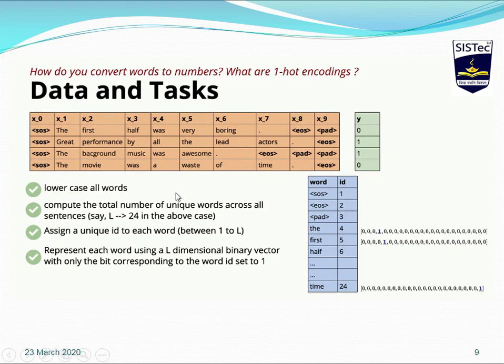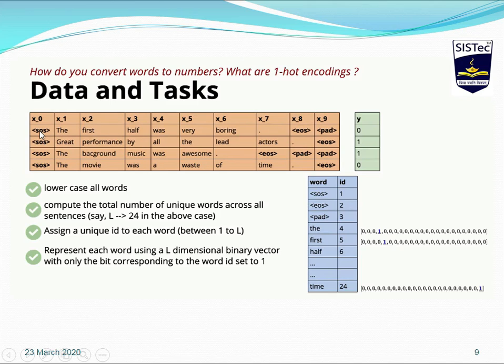Now the next task is to convert these words into numbers. Fine. So first, this is the algorithm for converting words into numbers. First, we need to convert all words into lowercase. Second, count the maximum number of unique words in your input data.